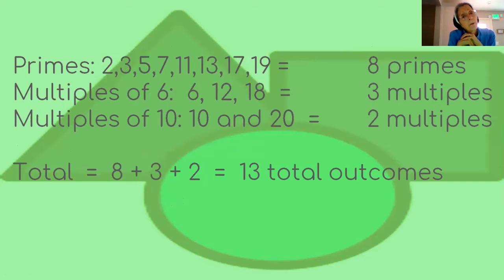So prime numbers, remember 1 is neither prime nor composite. So we have 2, 3, 5, 7, 11, 13, 17, and 19. There are 8 primes. And then multiples of 6: 6, 12, and 18. So we have 3 multiples. 10 and 20 are the multiples of 10 between 1 and 20. So we have 8 and 3 and 2, or 13 total outcomes. That's the counting principle. We count the number of outcomes in each one of the situations.